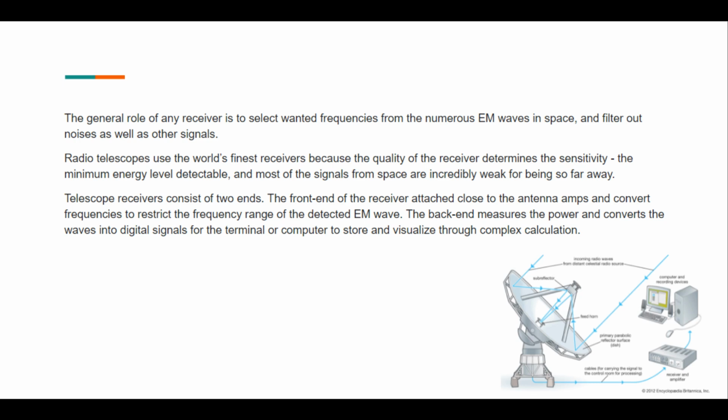Radio telescopes use the world's finest receivers because the quality of the receiver determines the sensitivity, which is the minimum energy detectable, and most of the signals from space are incredibly weak for being so far away. Telescope receivers consist of 2 ends. The front end of the receiver attached close to the antenna amps and converts frequencies to restrict the frequency range for the detected EM wave. The back end measures the power and converts the wave into digital signals for the terminal or computer to store and visualize through complex calculation.